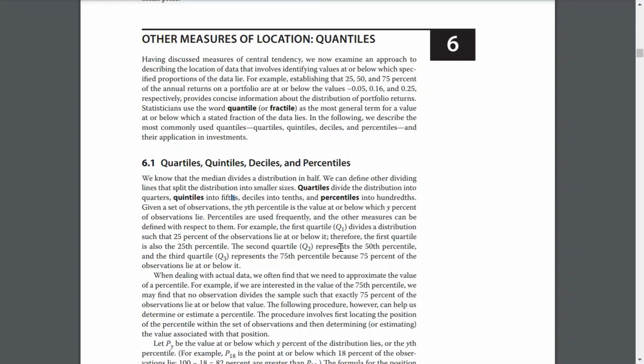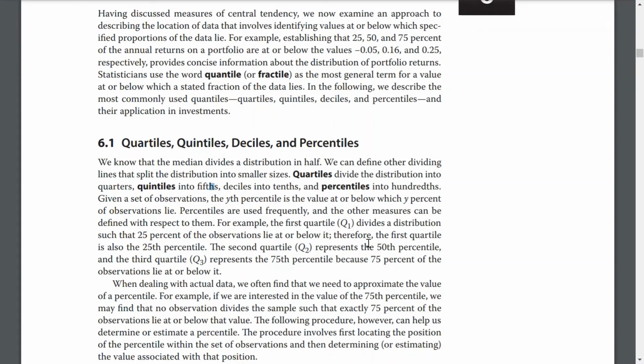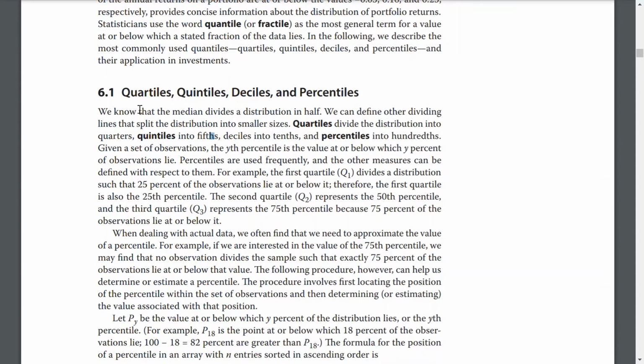Statisticians use the words quantile or fractile as the most general term for a value at or below which a stated fraction of data lies. In the following, we describe the most commonly used quantiles: quartiles, quintiles, deciles, and percentiles, and their application in investment. 6.1 Quartiles, quintiles, deciles, and percentiles.